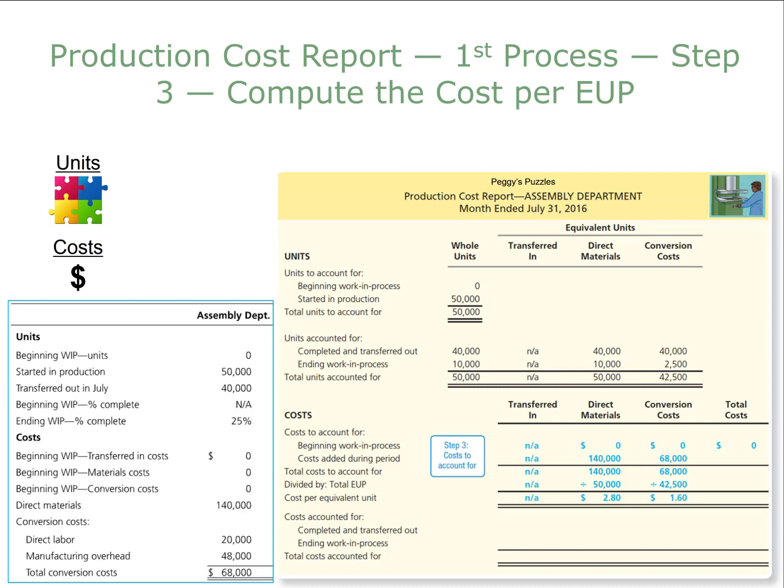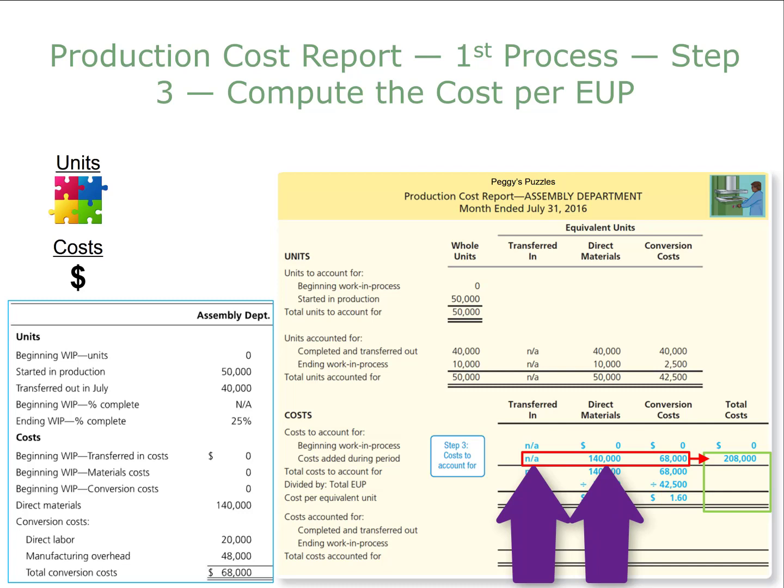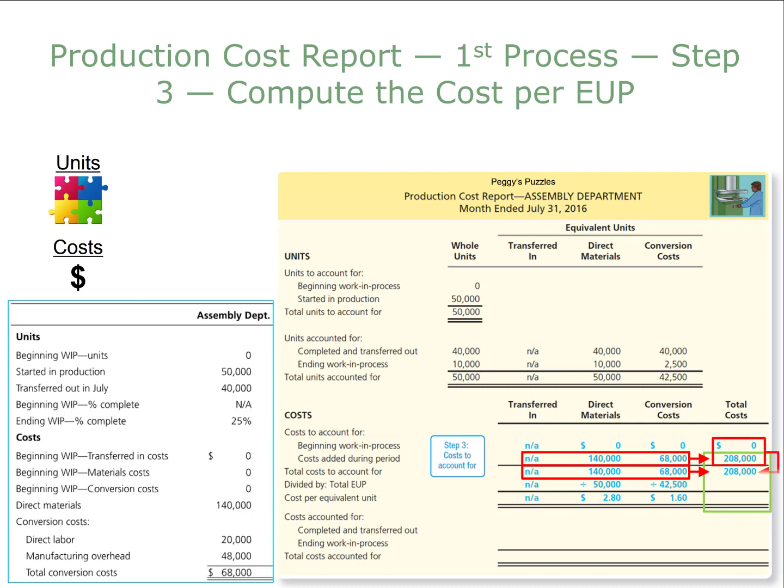The last part of this third step is to complete the total cost column. For costs added during the period, we simply add the transferred in costs plus the direct materials costs plus the conversion costs to get a total of $208,000 of costs added during the period. For total costs to account for, you can either add from left to right or add vertically by adding beginning work in process total costs and add that to total costs added during the period to get $208,000 of total costs to account for.